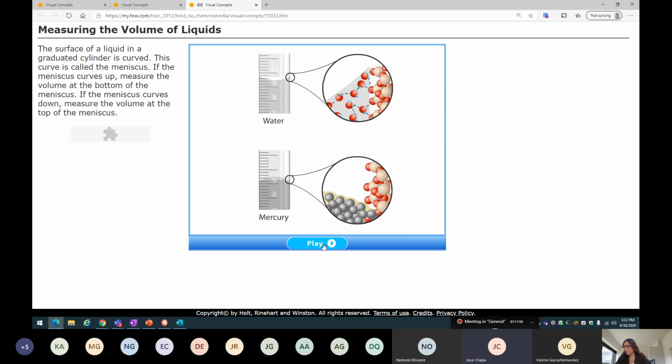Yes, we're only going to do one of them. You're going to do a gizmo and you're going to practice how to measure a regular solid, how to measure liquid, and how to measure the volume of an irregular solid. Yes, irregular solid. Okay. Can I continue? Yes. Okay.